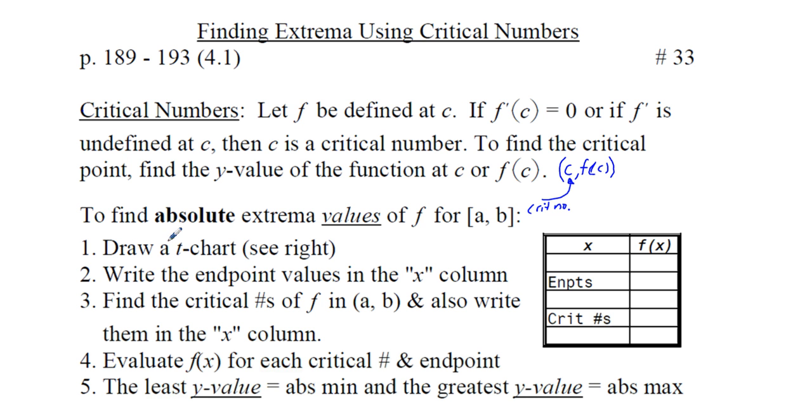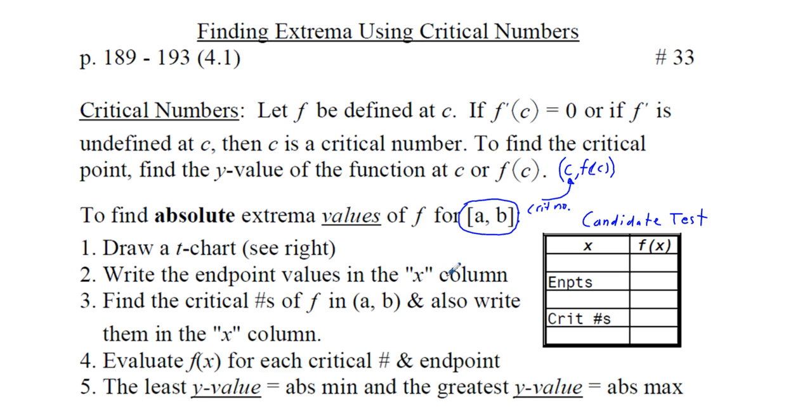Now, to find absolute extrema values of f in the closed interval, if we have parentheses surrounding the a and b instead of brackets, the extreme value theorem would not apply for that. Now, first step, draw a t-chart. And with this t-chart, the process we're going to use, not mentioned here, is the candidate test. We call it the candidate test because each place where we could have an absolute maximum or minimum becomes a candidate.